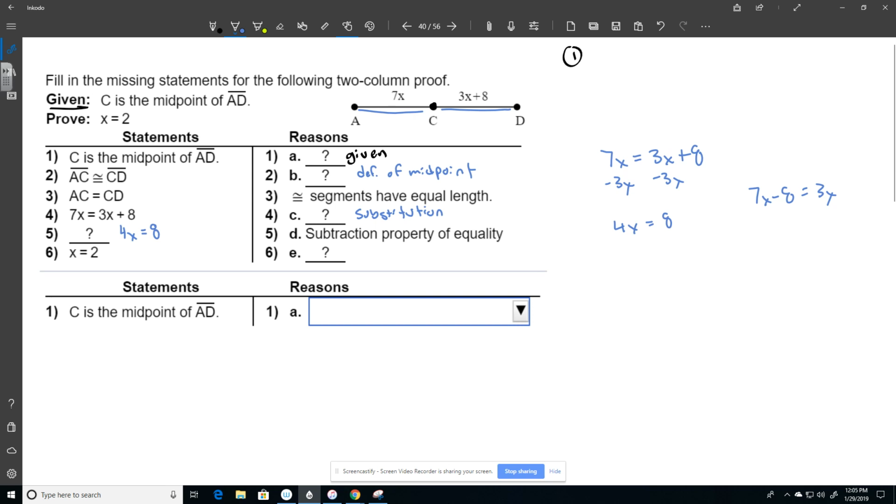And then to get from step 5 to step 6, we got rid of the 4 by dividing by 4. So that would be the division property. So step 1 should be a no-brainer. I think the only one that takes a little bit of thinking is step 2 right here, definition of midpoint. But again, if you've practiced a little bit, we know that if C's in the middle, we know the sides are the same. So that should be a pretty easy one.